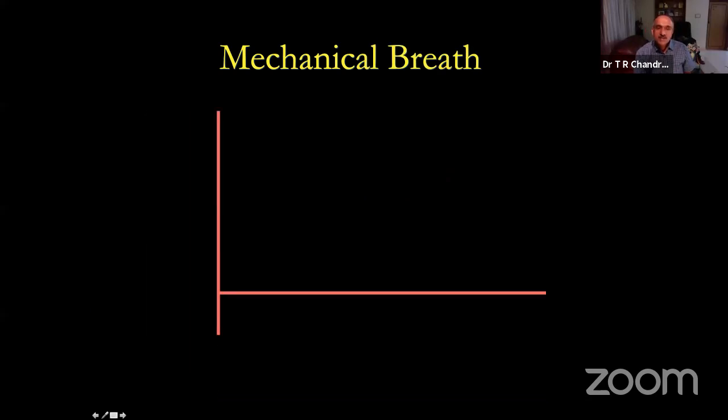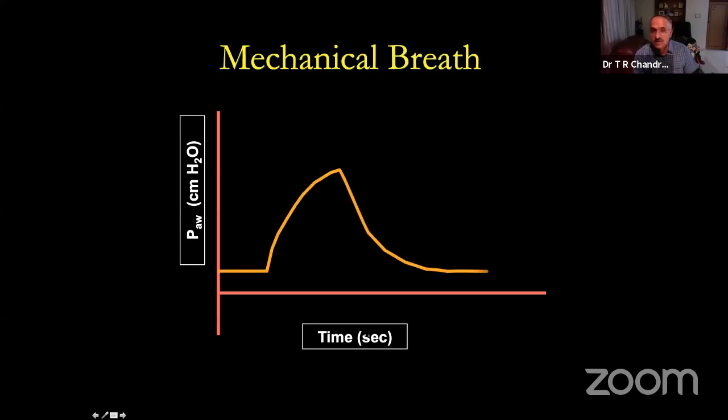Now, this is the pressure wave. Now we are looking at pressure only. There is no flow component, so everything is pressure. This is PEEP. This is peak inspiratory pressure. And if you put an inspiratory hold, what you get is the plateau pressure. The difference between plateau pressure and PEEP is driving pressure.